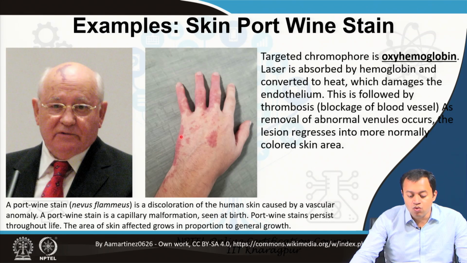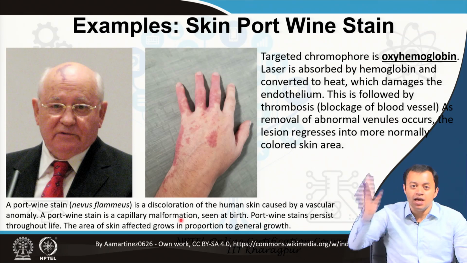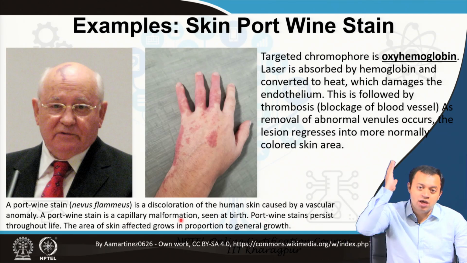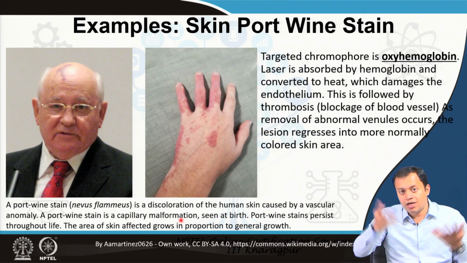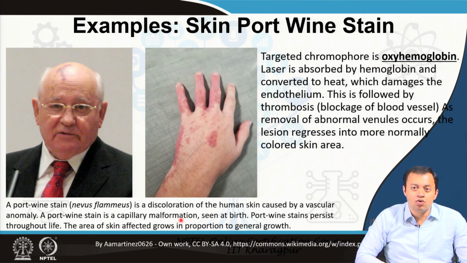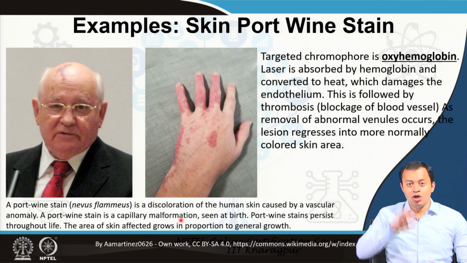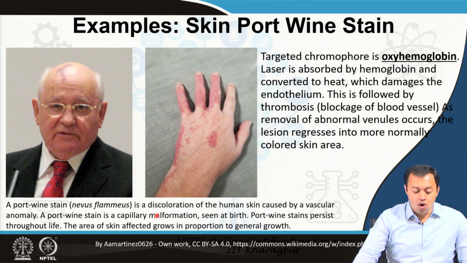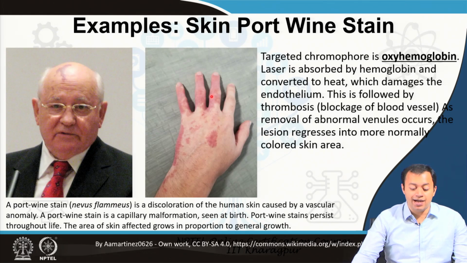So this network, this mesh of abnormally formed capillary, you are simply cutting it down, you are simply breaking it down, you are simply melting it down. Let's put it that way. Very, very crudely, you are melting it down, those abnormal network of capillary that has formed in different areas. So that is skin port wine stain that can be rectified or contoured using laser light.